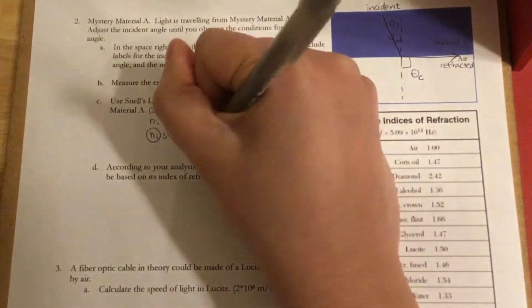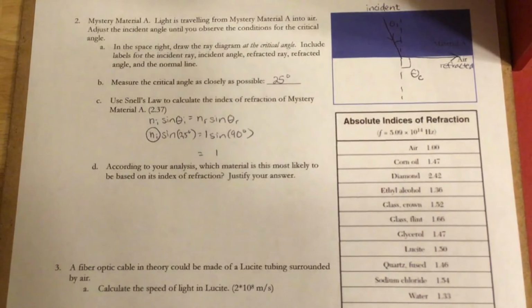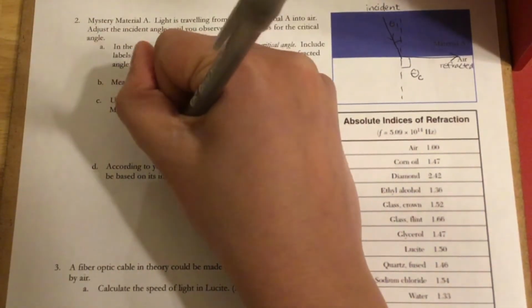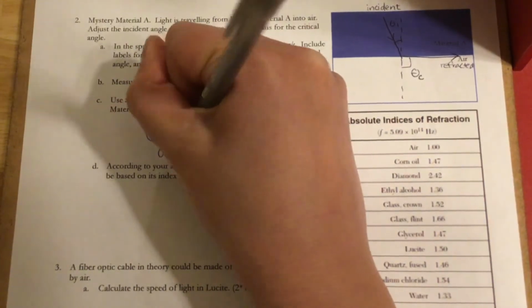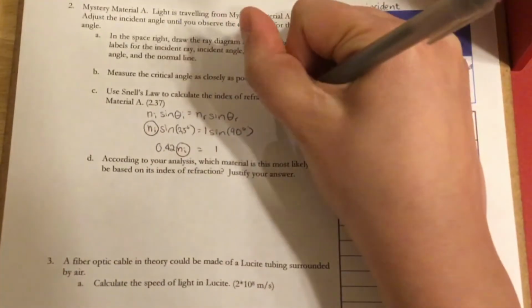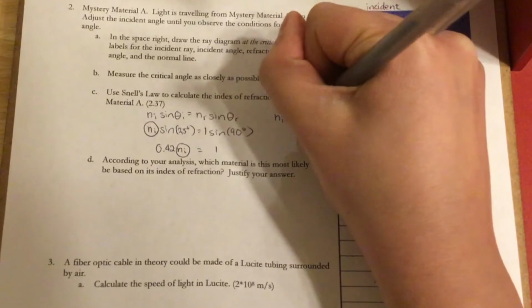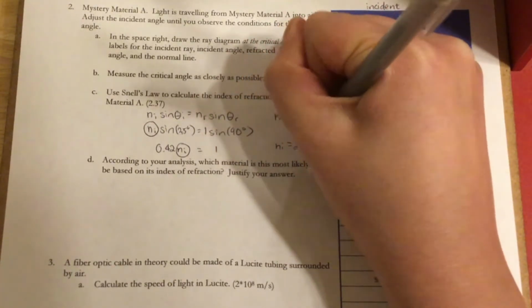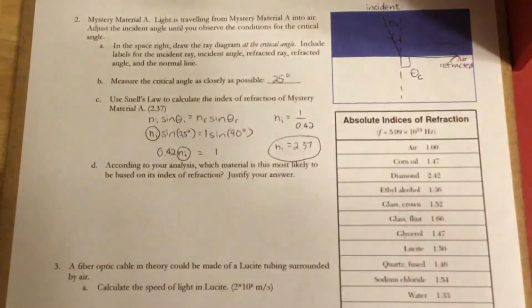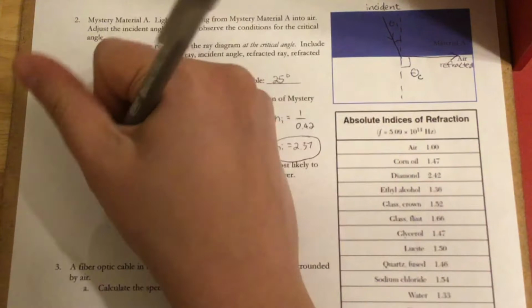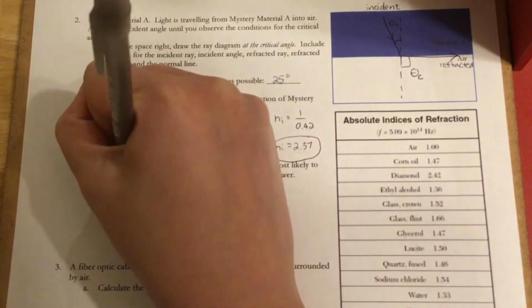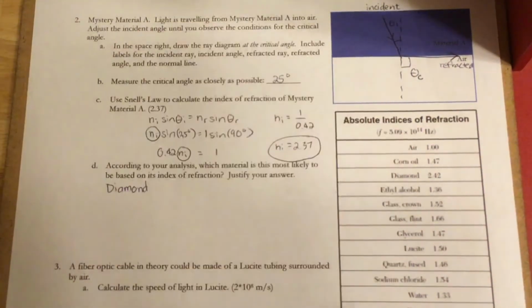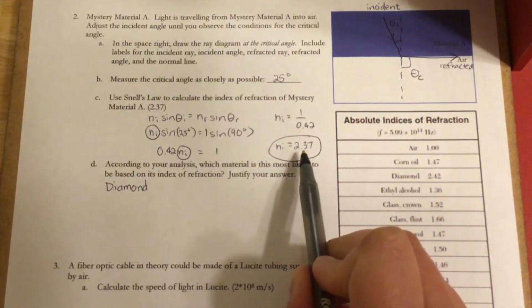Since sine 90 equals 1, and sine 25 gives me 0.42, I'm going to divide both sides by 0.42, so that Ni is equal to 2.37. Now, that number is special. That's really, really high. This is most likely going to be a diamond. A diamond is the index of refraction that is closest to this N.